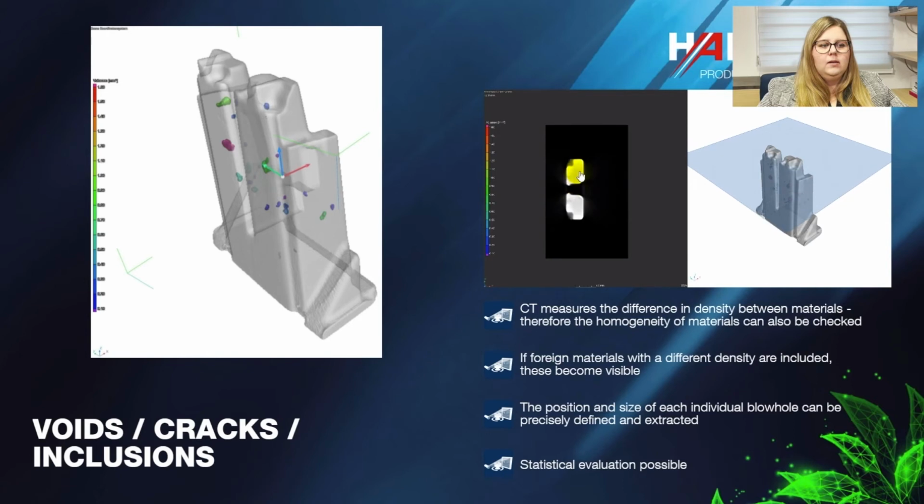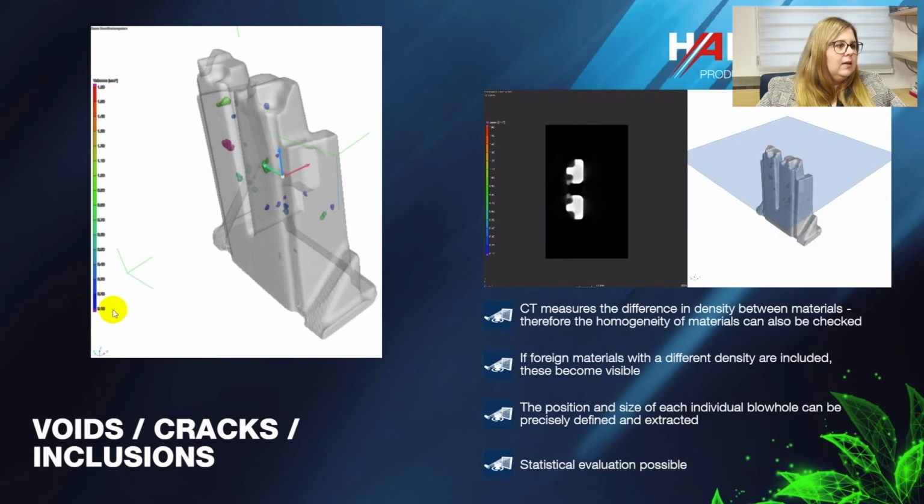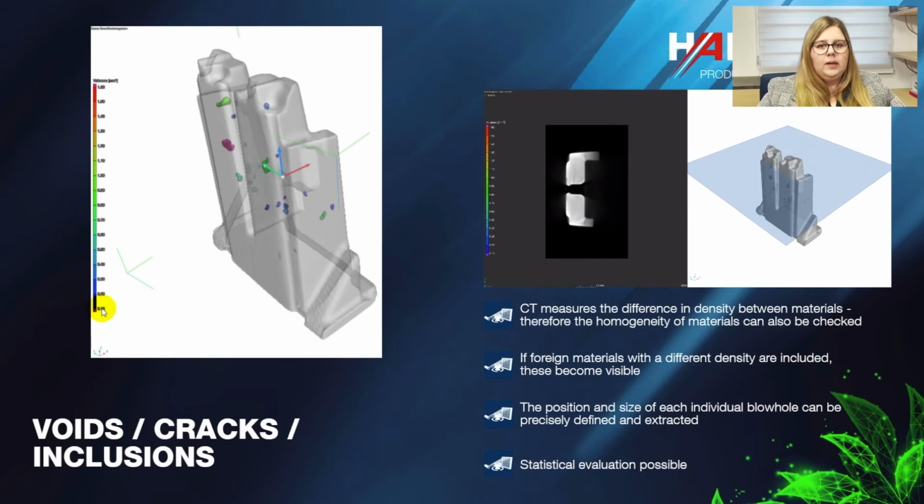Here you can see the video again with the cavity analysis, and you can see that the dark spots we saw before are now colored, and you can see that the colors indicate different sizes. So everything that's blue or violet is small cavities, and red is very large cavities.